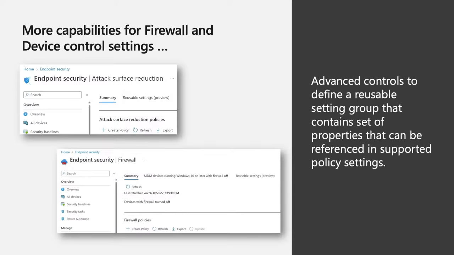One example of this is that we are adding new capabilities for firewall and device control policies, which allow enterprises to define a reusable group that contains a set of properties that can be referenced as part of the supported setting that resides in the policy. Reusable groups help to relieve some overhead from managing the same properties that can be reused across multiple policies and dynamically updated so that changes only have to happen in one place.